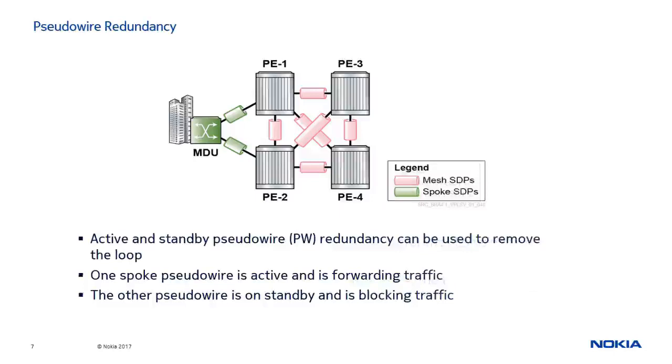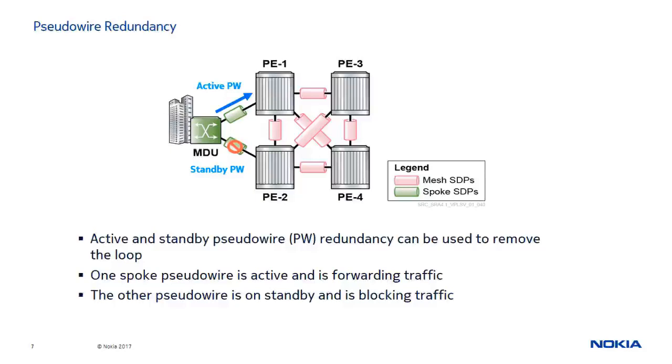So the question is, how can we provide resiliency and remove the forwarding loop without the need to run additional protocols such as RSTP? One option is to use active standby pseudowire. On this MDU, one of the spoke SDPs associated with the service is selected as active and will transport traffic, whereas the other spoke SDP will be in standby state. As indicated in the diagram, broadcast, unicast, or multicast traffic arriving on the MDU is forwarded only on the active spoke SDP towards PE1.